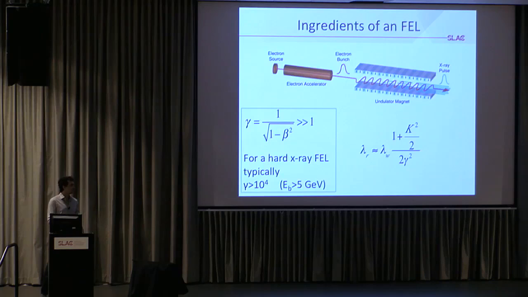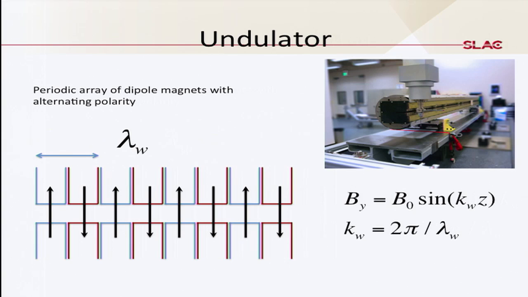Now, the undulator. Undulators, by the way, were not invented in the context of FELs. They existed already as insertion devices in synchrotron radiation light sources. An undulator is a periodic array of dipole magnets with alternating polarity. Lambda Wiggler is the period of this magnetic field. Typically, this is a planar undulator. In a planar undulator, you have a Y field that has a sinusoidal dependence on Z. And of course, this makes the electrons wiggle in X.